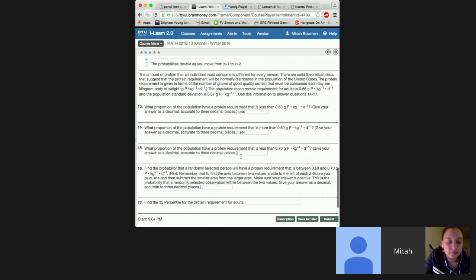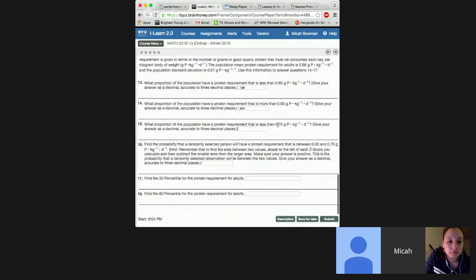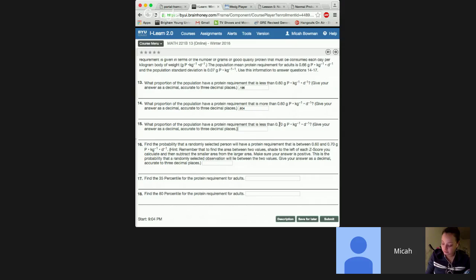Okay, so now we have to do the whole thing over because we have a different x value here. Just switch the first number to 0.7. So z equals 0.7 minus 0.66 divided by 0.07. Is that making sense, Shauna? Sorry, I haven't really been asking.